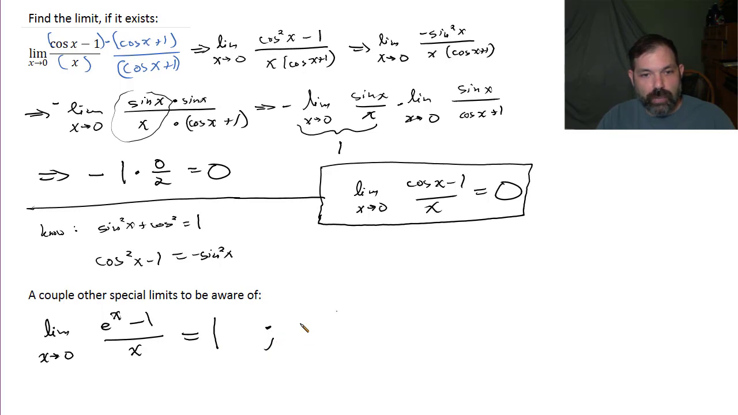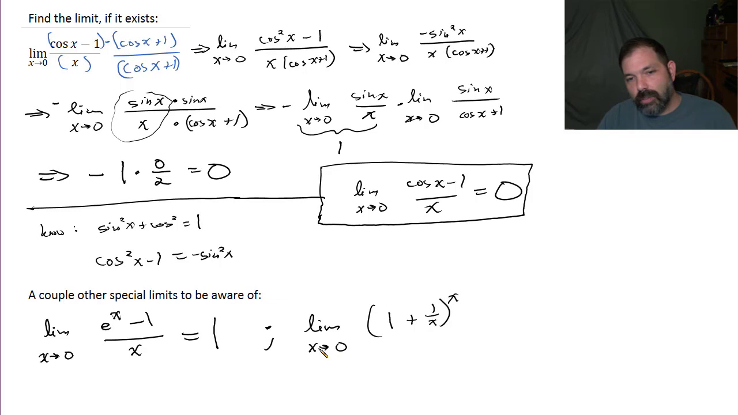Another special limit we should be aware of is the limit as x approaches 0 of 1 plus 1 over x, to the x. If you think, 1 over 0 is undefined, and we've got 1 plus an undefined expression to the 0 power. That doesn't seem like we should be able to evaluate it. It turns out to be an indeterminate form.